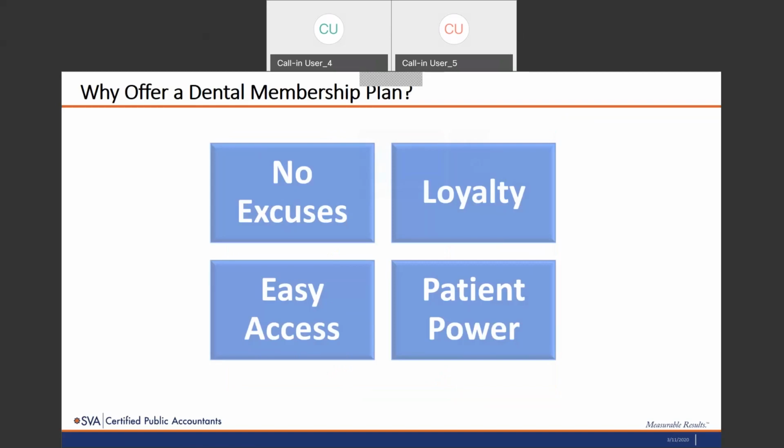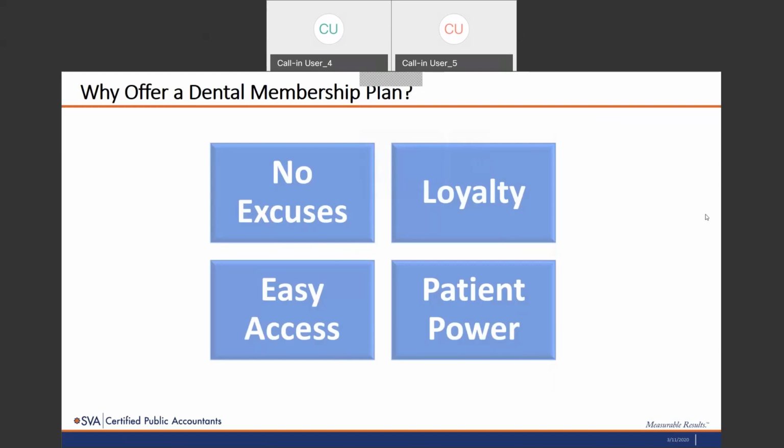A lot of patients use the crutch of "I don't have dental insurance" as the reason they don't want to go and see their dentist, or they don't have a regular good relationship with their dentist. This dental membership plan takes that excuse off the table. This is a way to give patients something that looks and feels like dental insurance to them but isn't dental insurance, and really breaks down one of those walls for why they might not want to come in or why they might not want to do the treatment plan you're proposing.